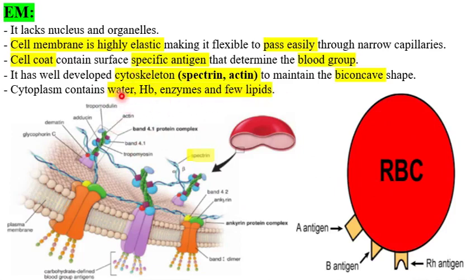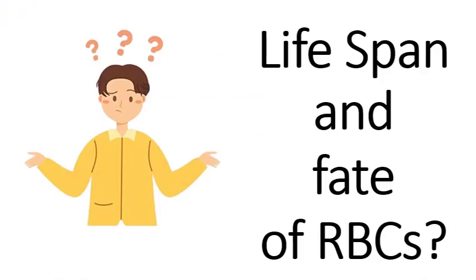This water is responsible for the isotonicity of the RBCs. They may become hypertonic or hypotonic in case of a hypotonic or hypertonic medium around the RBCs. Okay, this is the electron microscope of the RBCs. So what is the lifespan and the fate of RBCs?